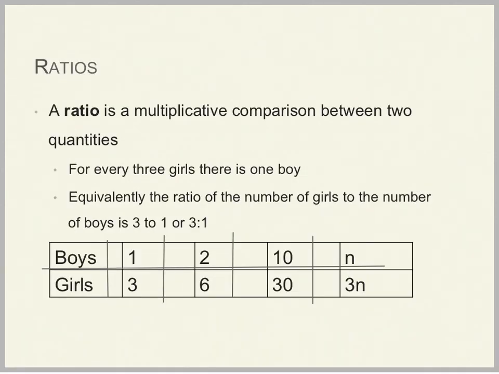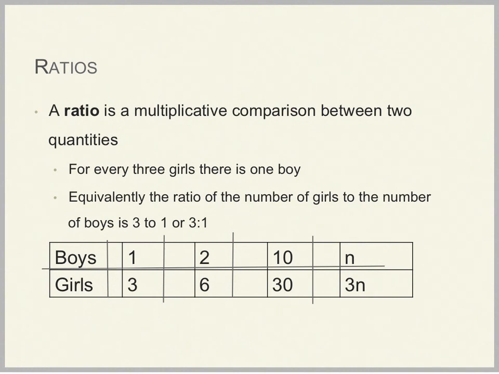Ratios and proportions will help us compare two quantities. A ratio is a multiplicative comparison between two quantities. For example, for every 3 girls, there is 1 boy. So we can look at this ratio as the number of girls to the number of boys, which is often written as 3 to 1 or 3:1. We can look at this in a table where we have 1 boy for 3 girls.